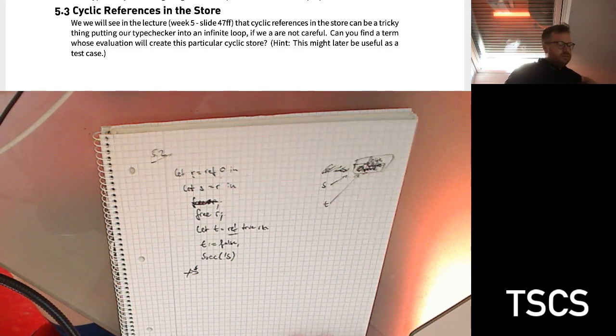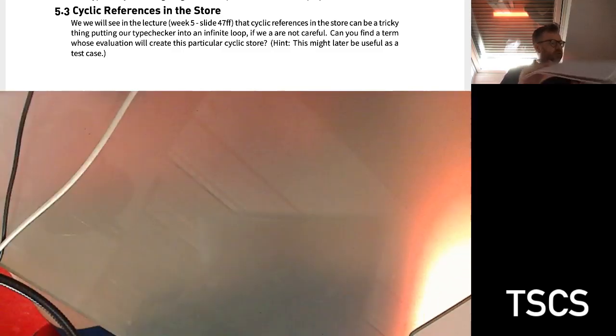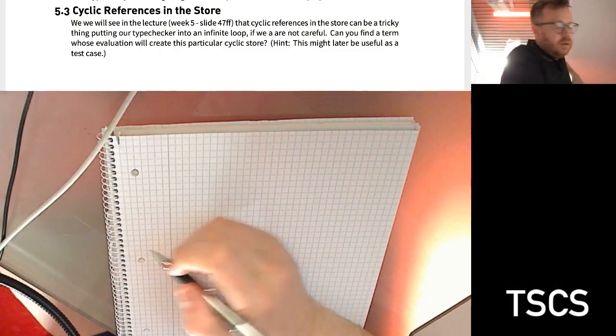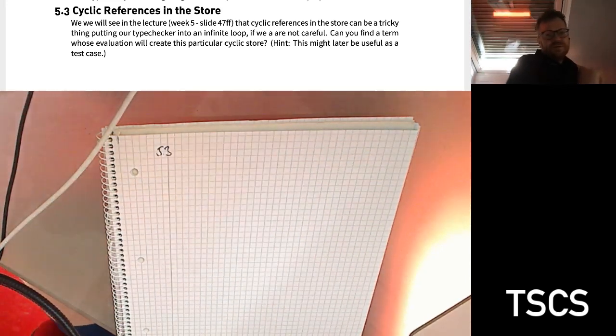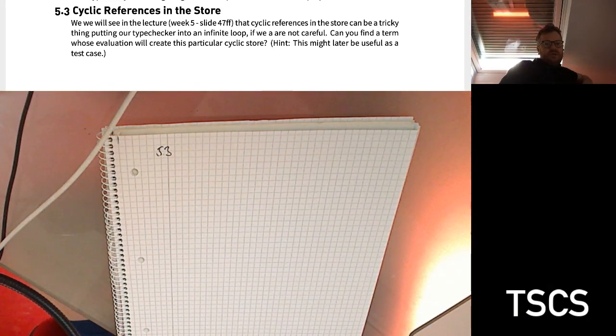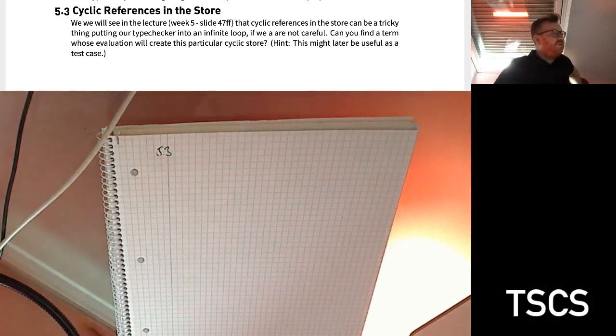Okay, let me see. We do have more on one page here. So 5.3. What was 5.3? So the question was, we will see that in the lecture week 5, slide 47: that cyclic reference in a store can be a tricky thing, putting our type checker into an infinite loop if we are not careful. Can you find a term whose evaluation will create this particular cyclic store? And hint, this might be later useful as a test case. I wonder what that would be for.